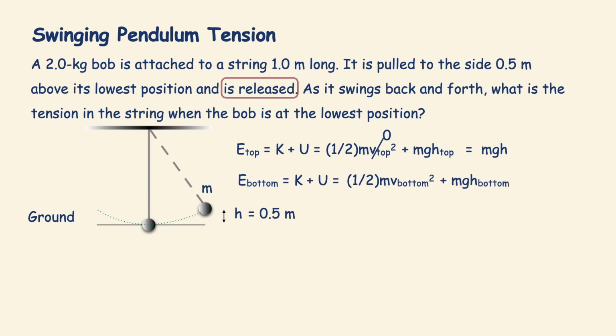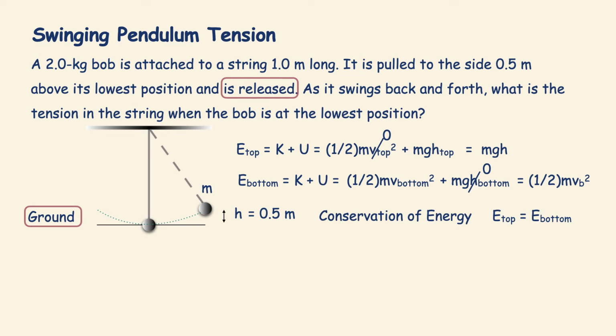For the bottom location, kinetic plus potential gives us 1/2 mv squared plus mgh. Here the speed and h correspond to the values at the lowest position of the pendulum. But at the lowest position, h is 0 because we chose that to be our ground. So the total mechanical energy there will be simply equal to the kinetic energy, 1/2 mv squared. The conservation of energy here, of course, tells us that the energy at the top has to be equal to the energy at the bottom, or mgh has to be 1/2 mv squared.